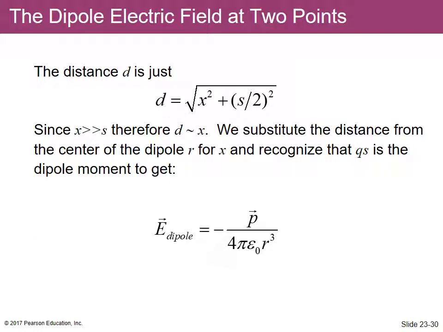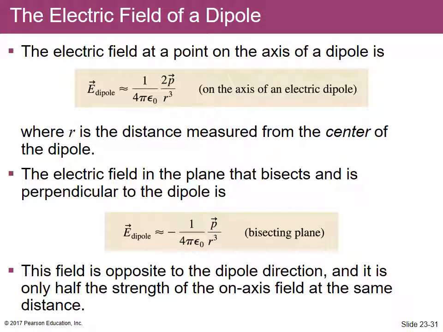The Pythagorean theorem gives us the distance in terms of x and s. Since x is much greater than s, d is approximately the distance along the x-axis. As a general statement, we replace the distance x by the distance from the center of the dipole r. We then have the electric field of a dipole on the axis of the dipole and in a plane bisecting and perpendicular to the dipole. The bisecting field is opposite to the dipole direction and is only half the strength of the on-axis field at the same distance.